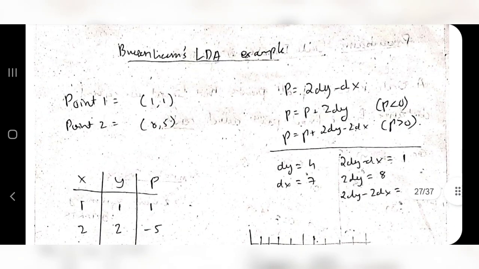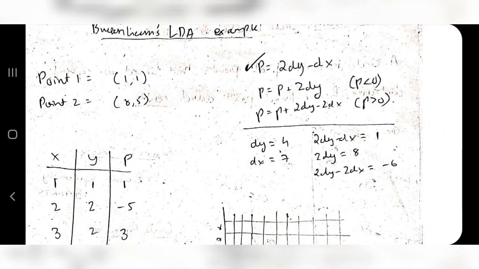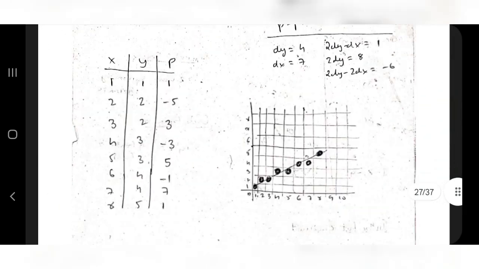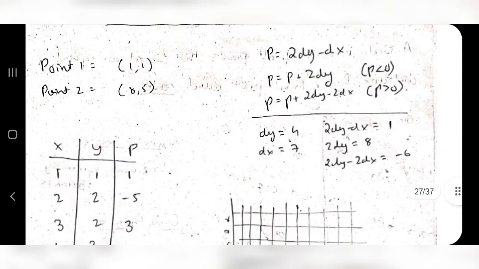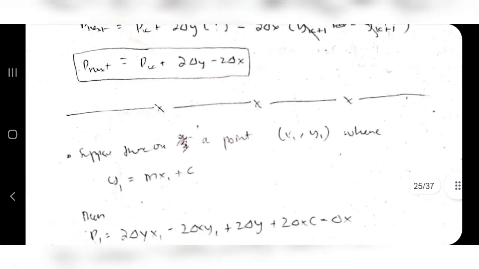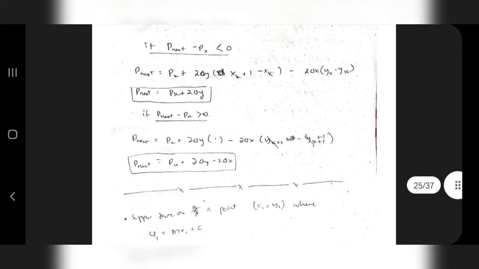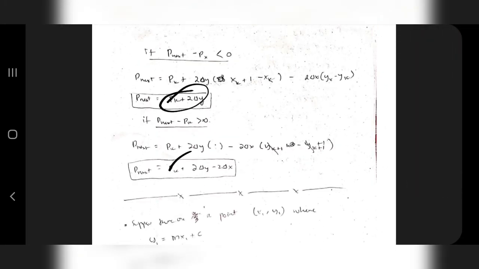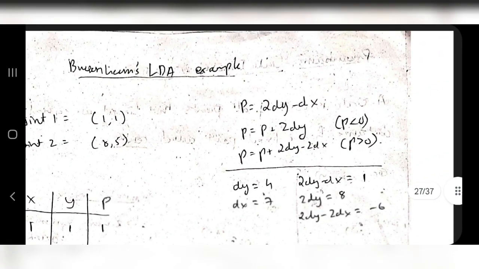Okay, so we'll be writing the important things here. These are the three important formulas, this one and the other two P formulas which I have not mentioned here, but those two formulas are this one only. Whether P is less than 0 or greater than 0 will decide which we use. We'll be using P plus 2 delta y, and P plus 2 delta y minus 2 delta x. So let's see what's happening here. Firstly, you have to write these things here: this is the formula if P is less than 0, and this formula if P is greater than 0.